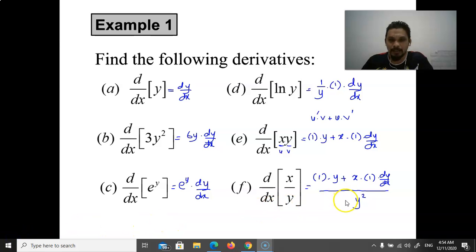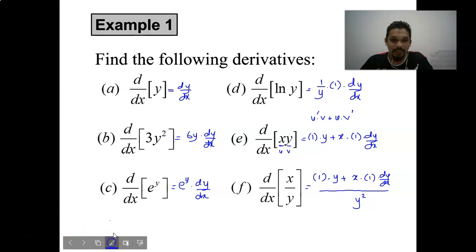Okay. I found a mistake here. It's supposedly u prime v minus u v prime, sorry. Supposedly that minus here. Okay, u prime v, this is our u and this is our v.